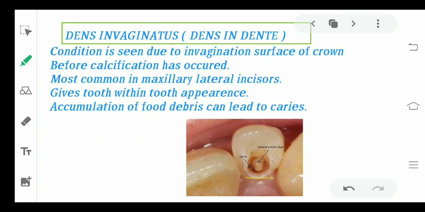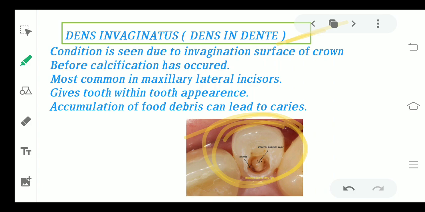Moving to the next one, that is the dens invaginatus, also said to be the dens indentae. It is a condition seen due to invasion of the surface of the crown before calcification has occurred. What does this mean? As you can see in the figure itself, there is invasion of the surface of the crown region, and it looks like there is a tooth in a tooth. Do you feel like that? That there is a small tooth inside the hole of the tooth, and so it is said to be the dens indentae, which means tooth inside tooth.